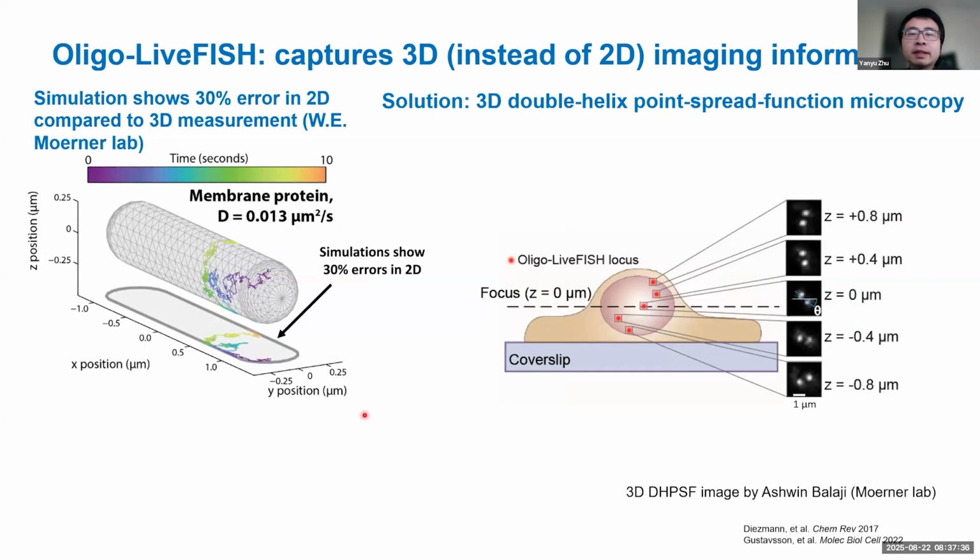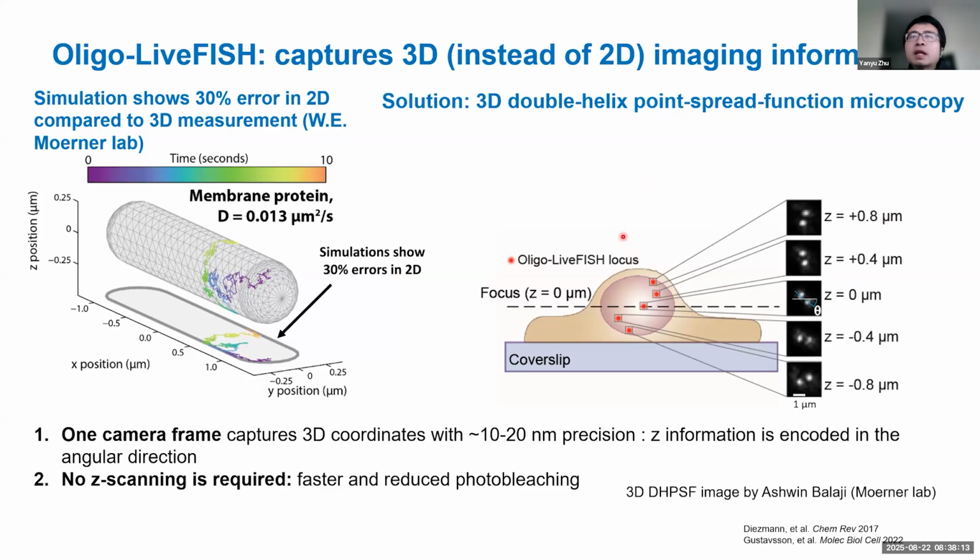However, as you know, DNA inherently moves in 3D instead of 2D. For example, our collaborator, the Moerner lab, has previously shown that for a trajectory diffusing in 3D, if we use a 2D method to characterize the dynamics, because 2D is a projection of the 3D trajectory, there will be roughly 30% error in estimating the diffusion coefficient. So to capture the dynamics in 3D, we use the 3D double-helix point spread function microscope developed in the Moerner lab.